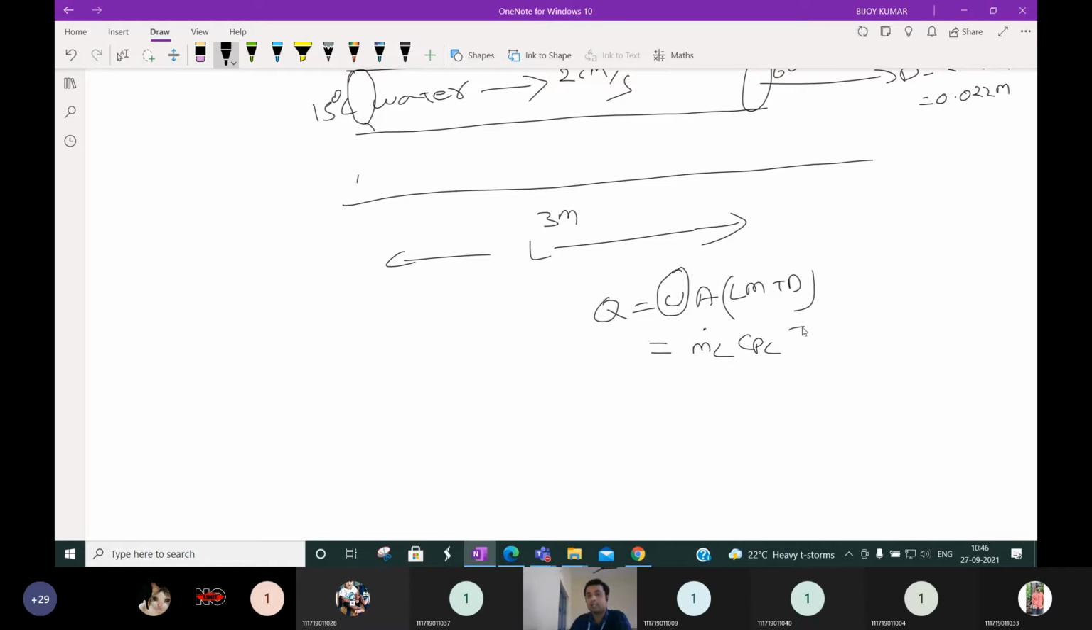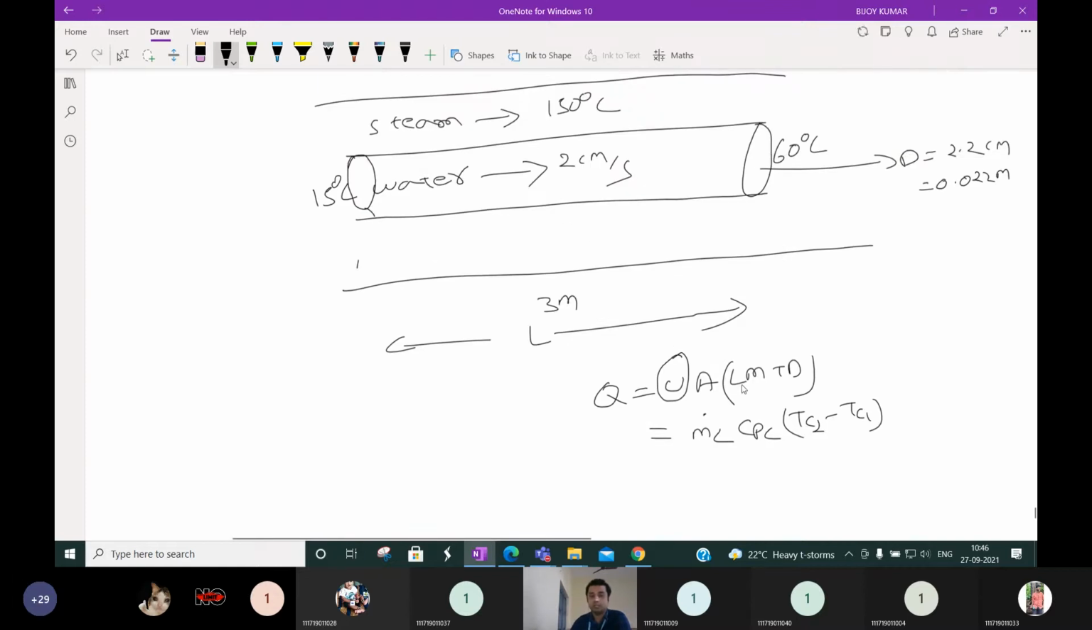Cp C, and Tc2 minus Tc1. Yes or no? For this Q value we can apply the cold fluid mass flow rate, specific heat, and this temperature difference. This Tc2 is given as 60 degrees centigrade, or we can say 333 Kelvin. Okay. Tc1 is given as how much? 15 degrees centigrade, the water inlet temperature. Water is heating now, so water is the cold fluid. So it will be 273, 283, 288 Kelvin. Okay.